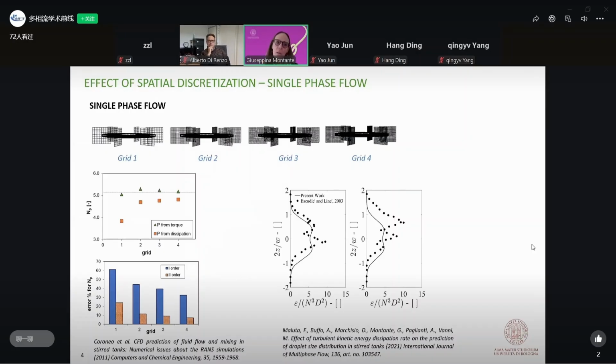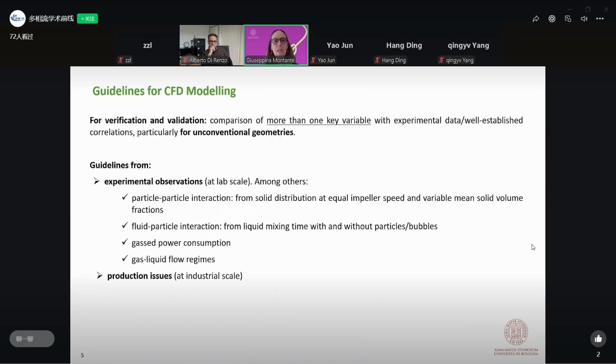So something that is often disregarded in the realm of the Reynolds-averaged Navier-Stokes method is the numerical aspects that actually is less important for the mean variables, but becomes particularly important for the turbulence variables, which affect, particularly in the case of gas-liquid systems, the size distribution of the dispersed phase. So it's the reason why I'm stressing these aspects now.